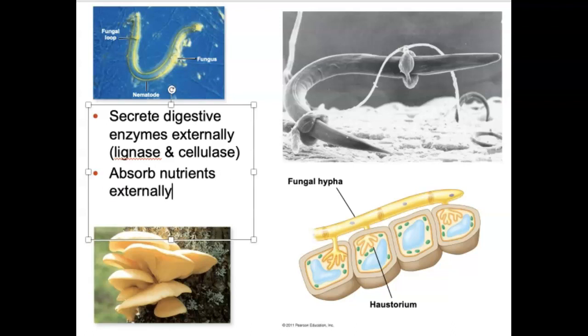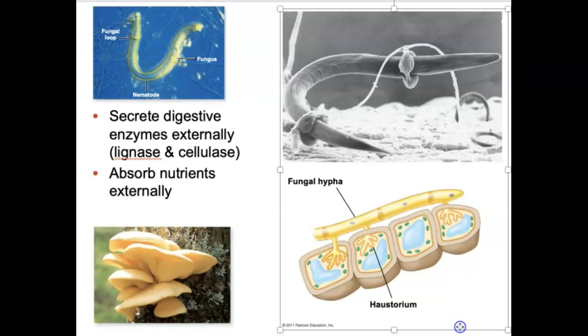And then they absorb nutrients externally. So we're different. We swallow the food, goes internal, we digest it, absorb the nutrients. As I mentioned before, fungus excrete enzymes and absorb the nutrients externally into the hyphae, and then it moves from one cell to the next, to the next, to the next for the fungal body to gain the nutrition.